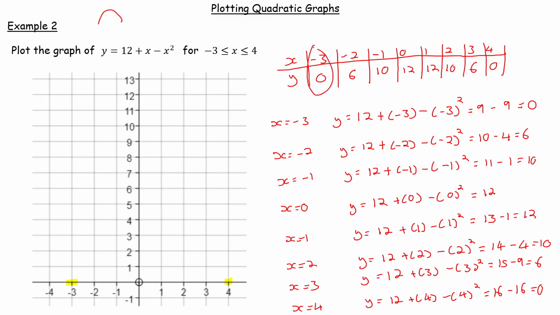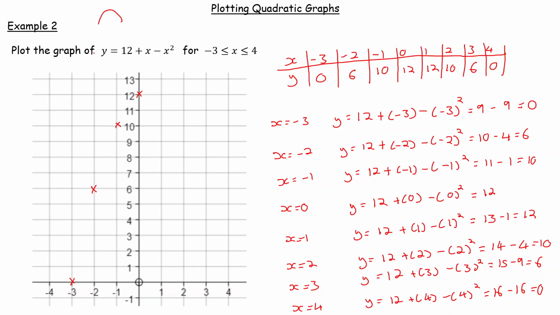Let's go and plot these points here as coordinates. So minus 3 and 0 to begin with, which is going to be down here. We've then got minus 2, 6. So minus 2 across and 6 up, which is going to be here. Minus 1, 10. So minus 1 across and 10 up, which goes here. I've then got 0, 12. So 0 and 12. It looks pretty good so far.